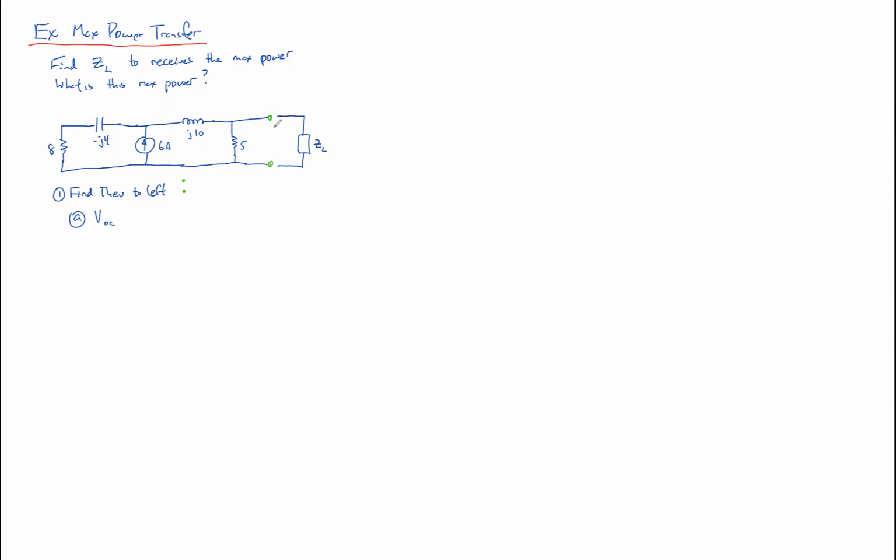So let's begin by finding what VOC is. VOC is the voltage across here. Already we can see we can simplify a few things. These two impedances on the left are in series. We have our 6 amp source moving up. We have our J10 and our 5 over here. We can't combine our J10 and our 5, even though they are in series, because we want to find the voltage across that 5, and that voltage is VOC. It'll be a phasor.